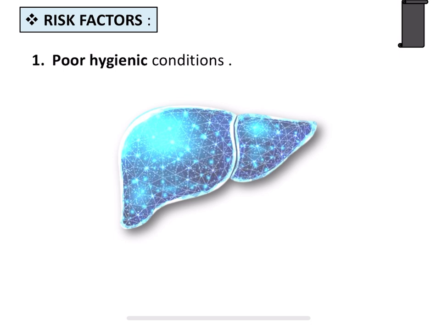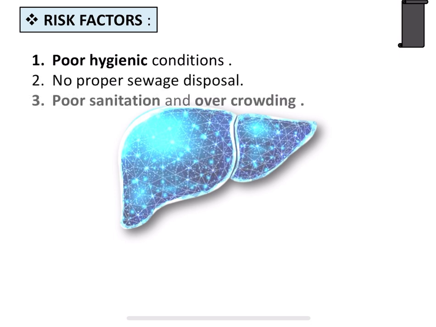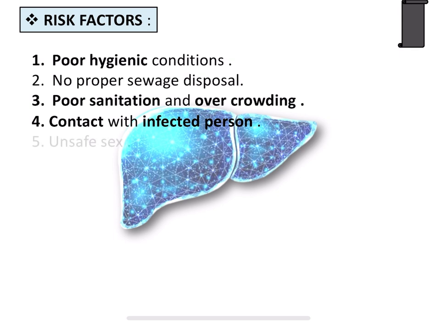So far we have discussed multiple risk factors: poor hygiene and overcrowding. So poor hygienic conditions, no proper sewage disposal, poor sanitation, overcrowding, and contact with an infected person during the period of infectivity. What is the period of infectivity? 2 weeks prior to jaundice and 1 week thereafter.